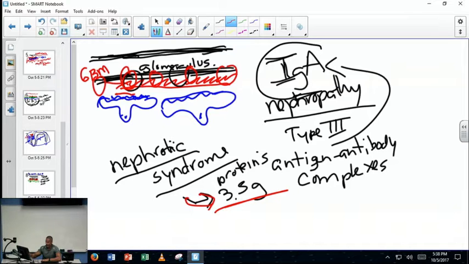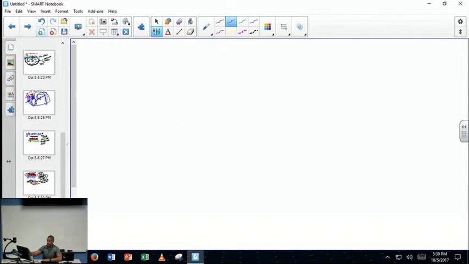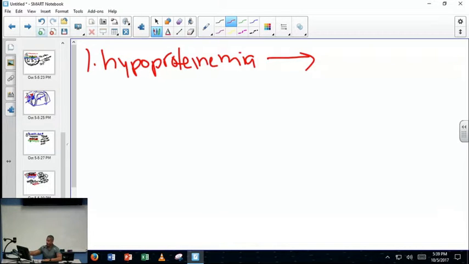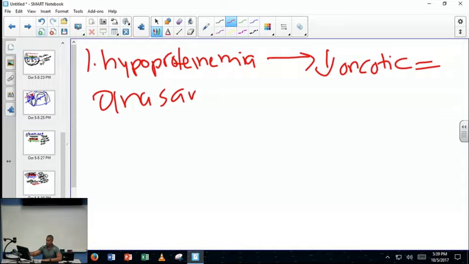So again, that's the 3.5 grams. The reason I'm using that number is that you can have more than that, but you have to get to that amount to have nephrotic syndrome. So because of the loss of protein, let's just draw it like this. You develop hypoproteinemia. And I'm not specifying, because you lose globulin, you lose albumin, you lose all the proteins. You have hypoproteinemia. That's going to cause decreased oncotic pressure, which is going to equal anasarca. Right, is everyone on the same page so far? Okay.